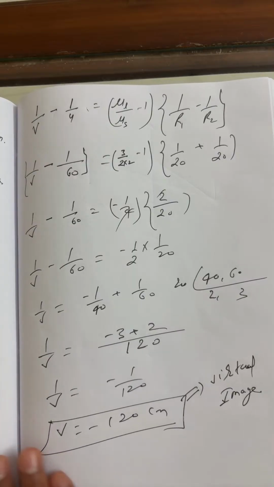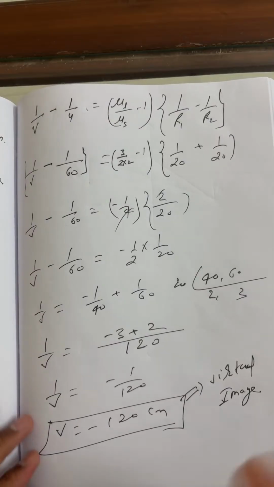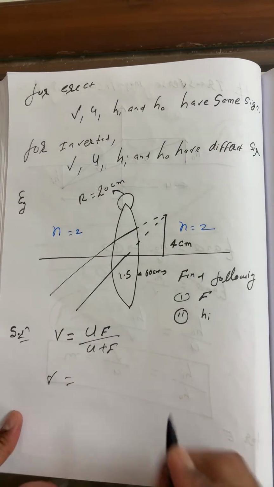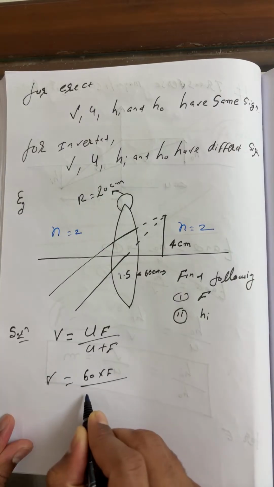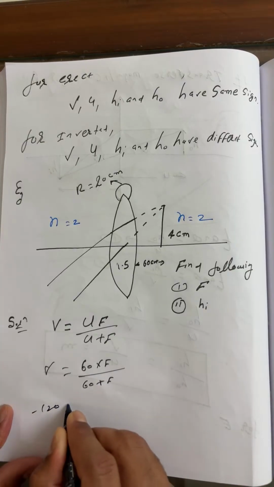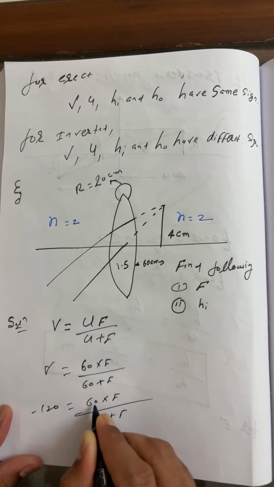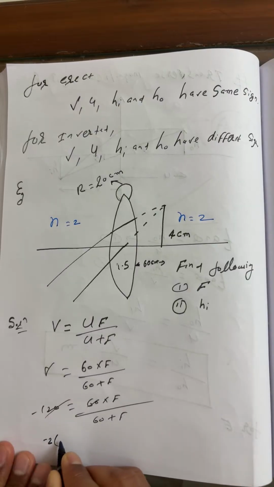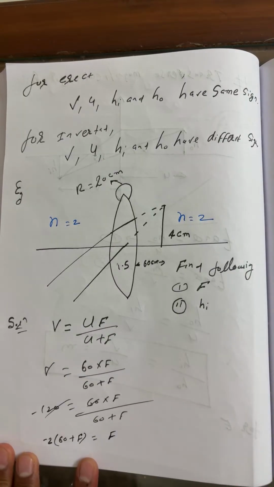Okay, fine. So finally, you got the value of v. So we can simply find the focal length, or anything else you want to find. Let's say you want to find the focus here. So we'll go through this. You can say 60 into f upon 60 plus f is v, which is minus 120. So minus 120 is equal to 60 into f upon 60 plus f. You can see the 2 cancel, so minus 2 into 60 plus f is equal to f here.